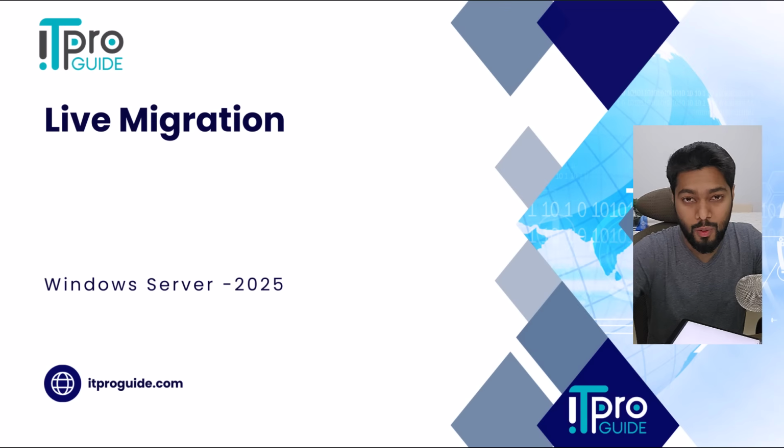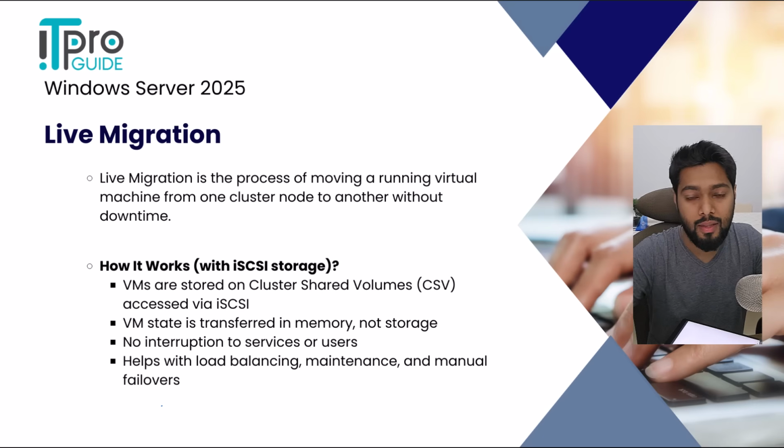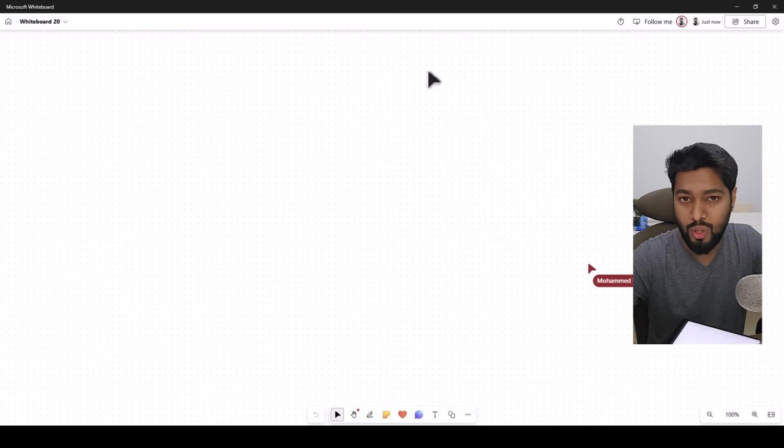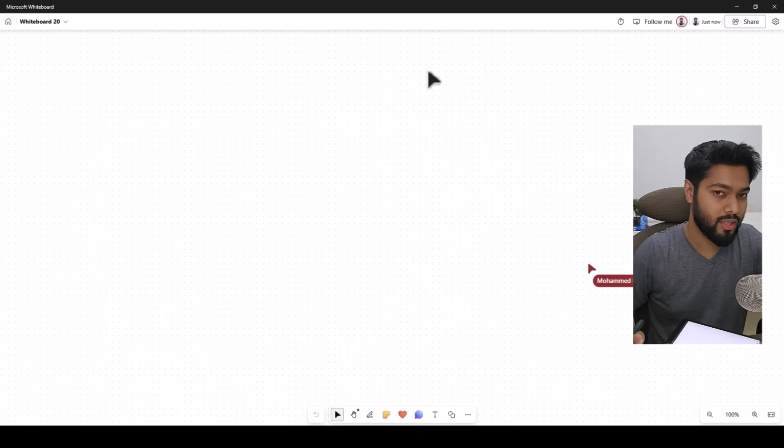And in this video, we are going to talk about live migration. Our failover cluster is ready. We have a virtual machine running on top of it. Now it's time to test the features of a failover cluster. That is, one of it is live migration without downtime. Live migration is the process of moving a running virtual machine from one Hyper-V host to another one without downtime, zero downtime. So let's see how we achieve this.